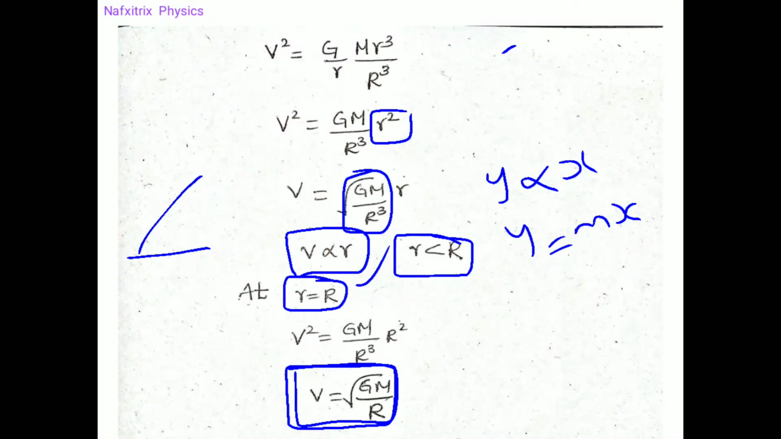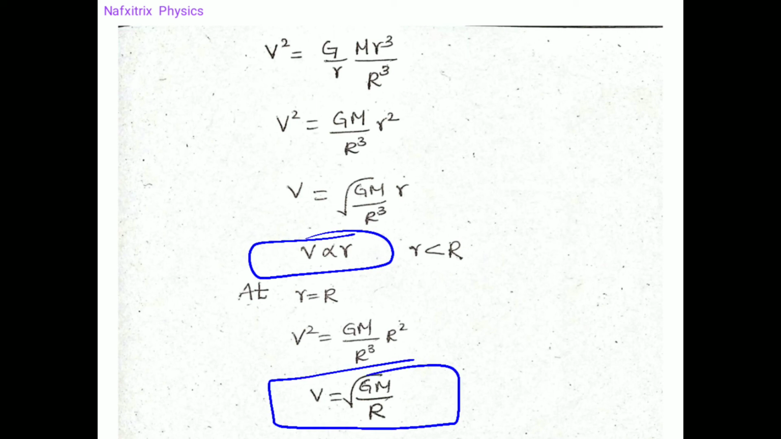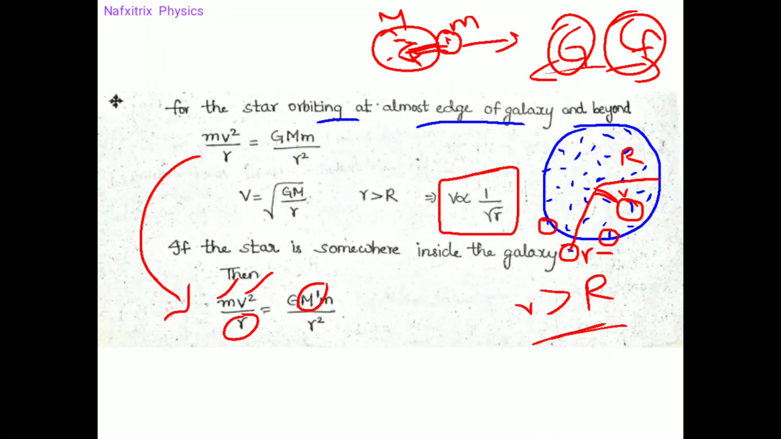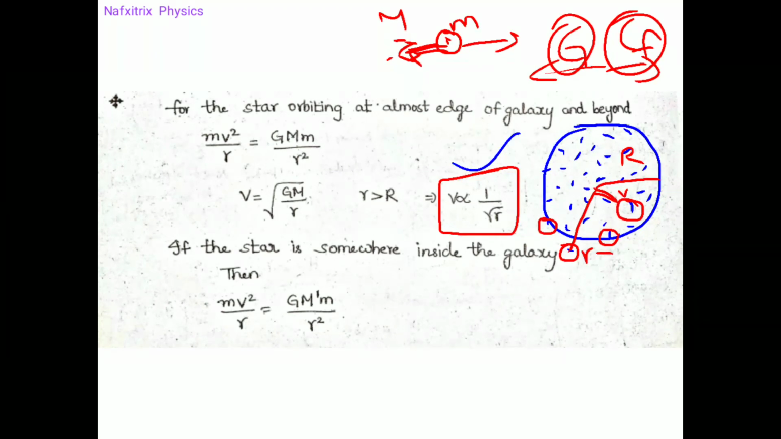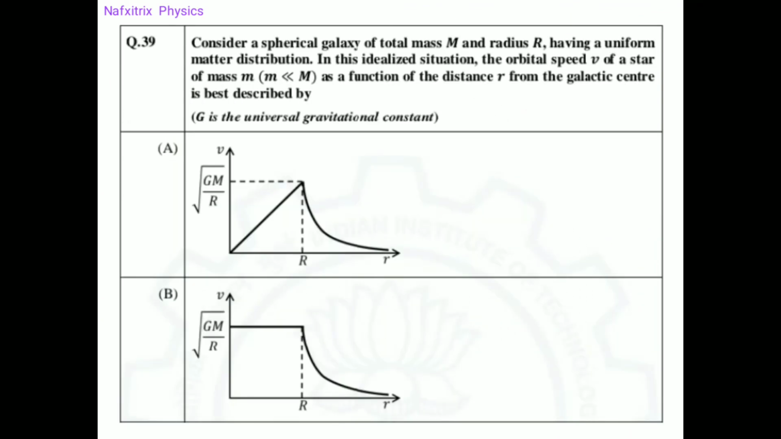So finally, based on these conditions, that is, v is proportional to r, and v equals root G M by R at small r equals capital R, and the graph would be decreasing when r is greater than capital R, the appropriate answer is A.